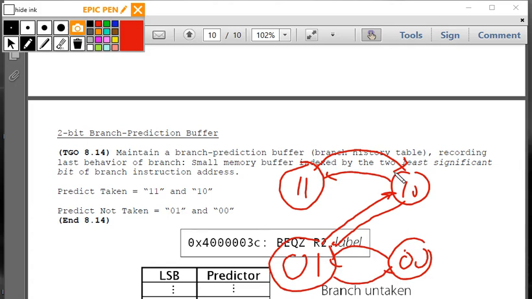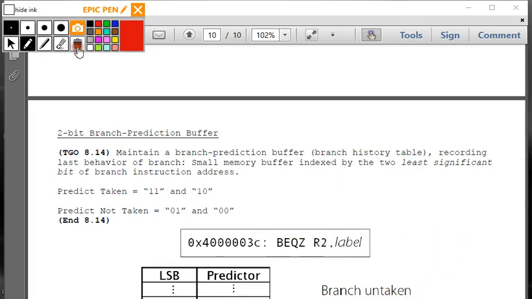If you guess wrong twice in a row, then you go into the not taken portion of the finite state machine. And then if you guess correctly, you go to the stronger one. So what that allows us to do is take two stages where you're actually guessing predict taken, predict not taken in a row.